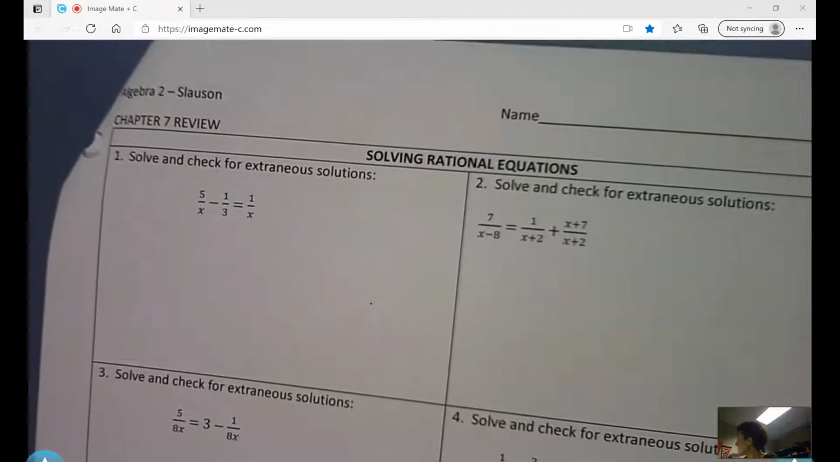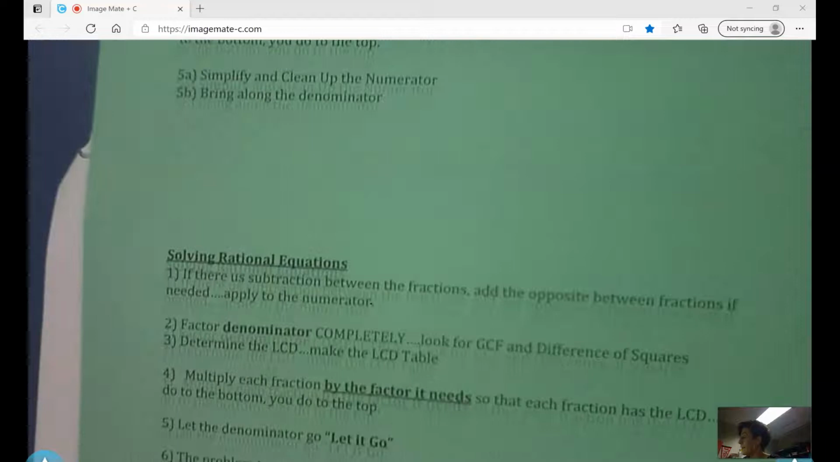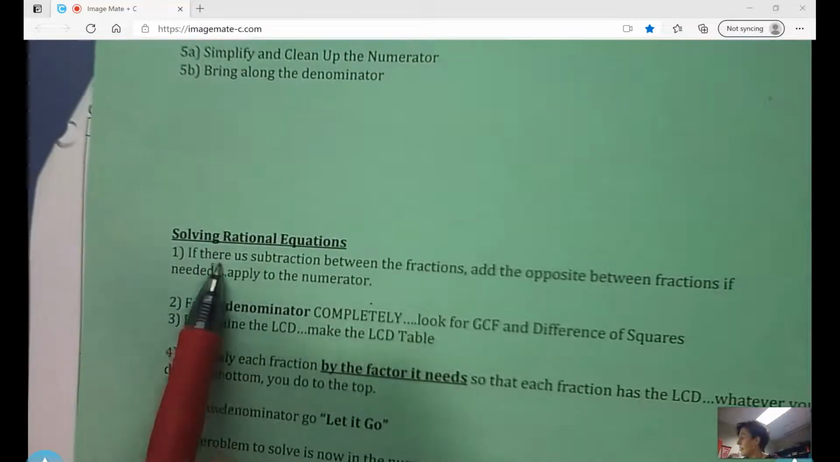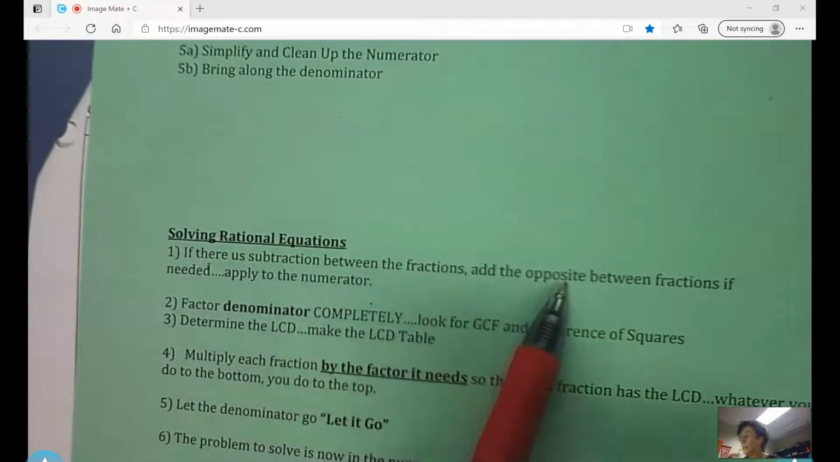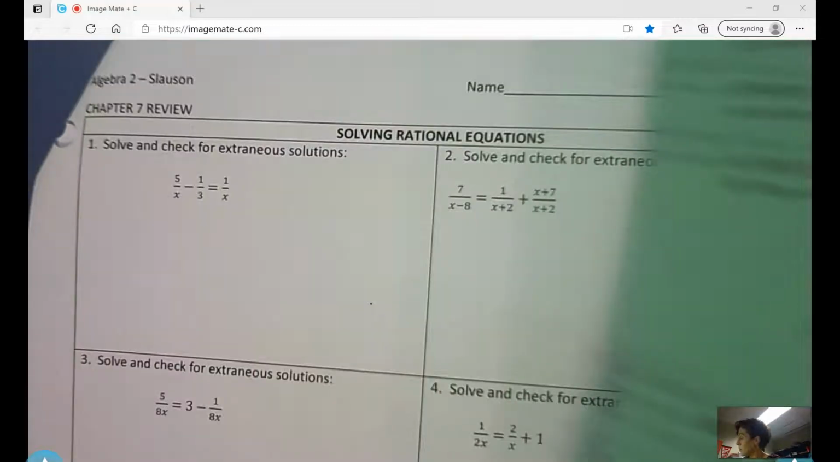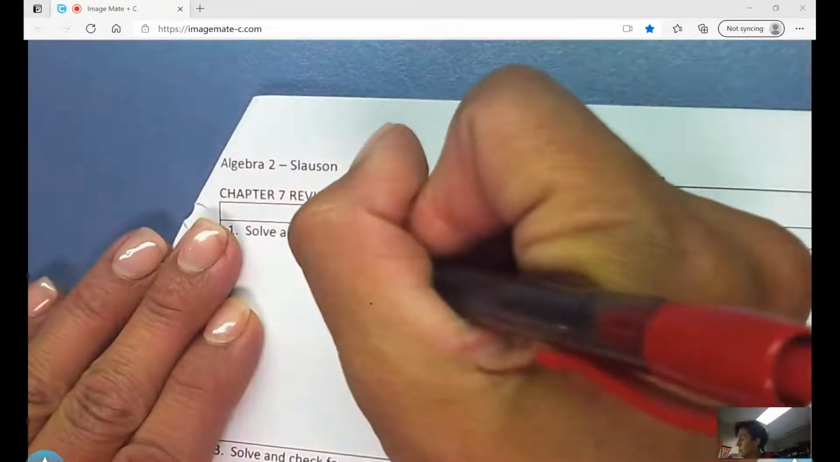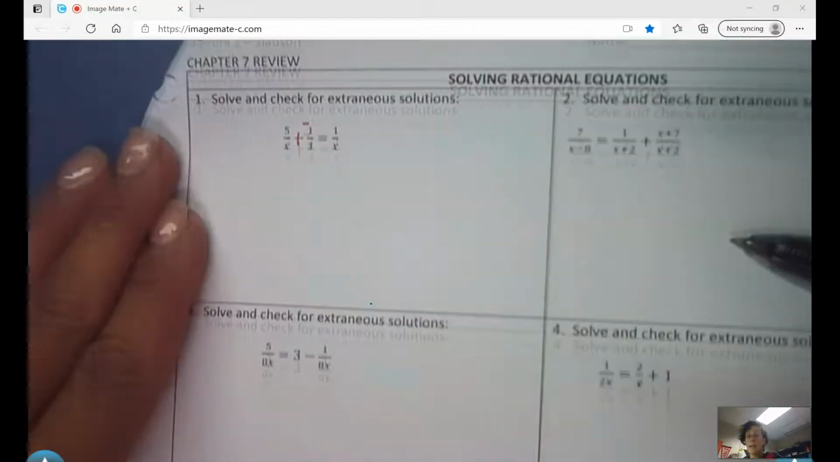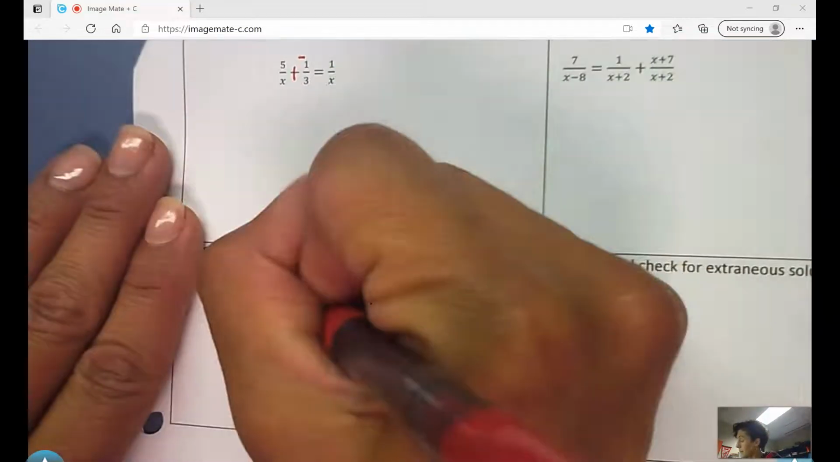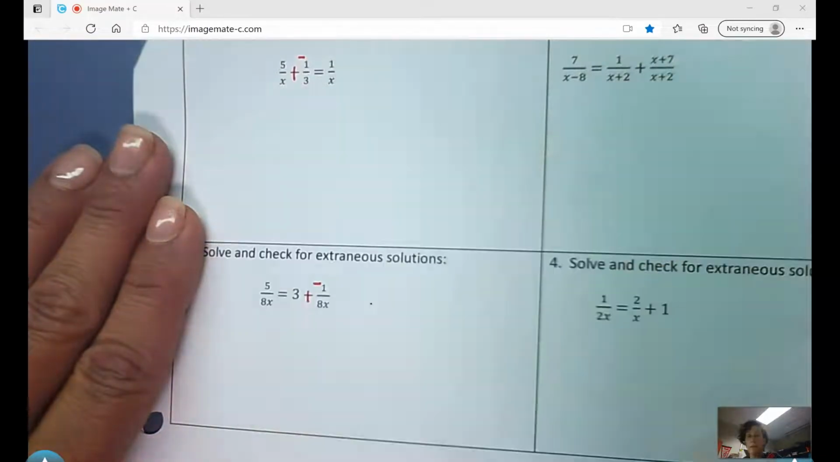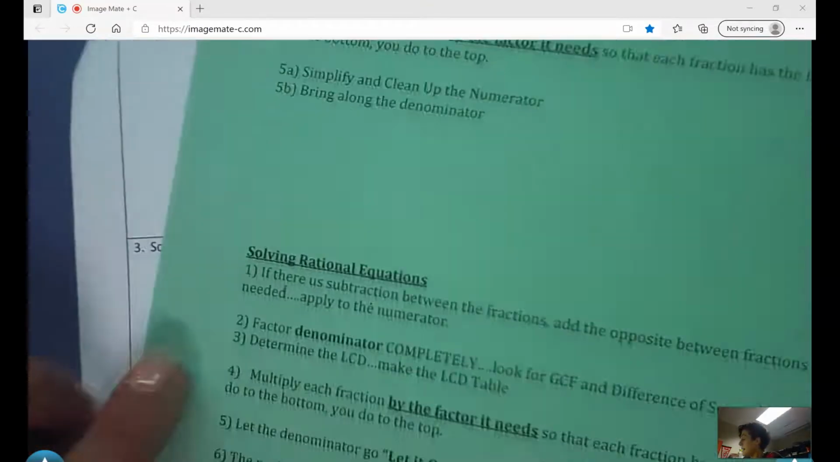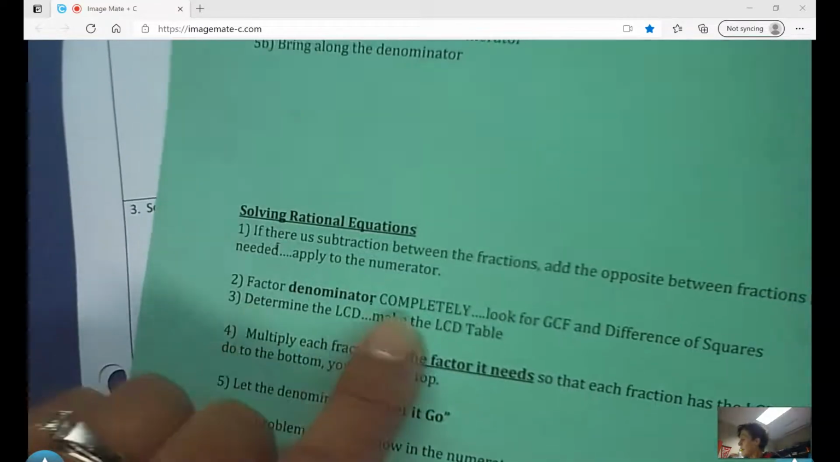So here we're going to solve. So very similar to adding and subtracting. Let's go ahead, and if there's subtraction in any of these, let's get that fixed. We're going to add the opposite, and we're going to do it to the numerator. All right, what we want to do is factor the denominator completely, look for GCFs and differences of squares.